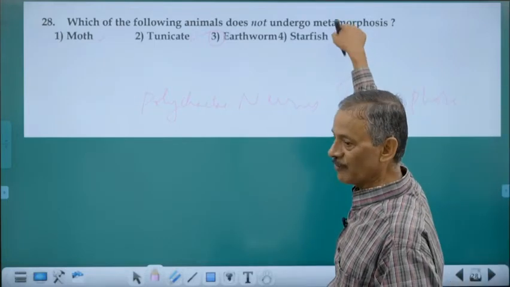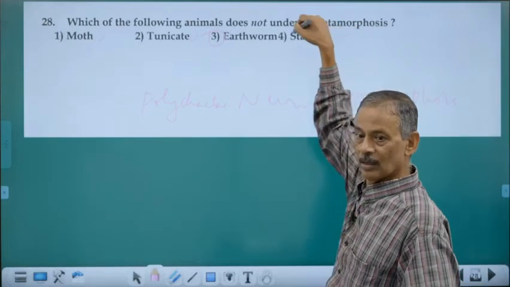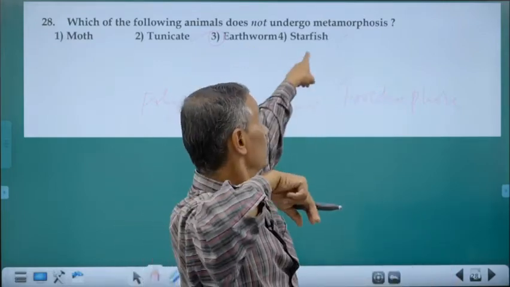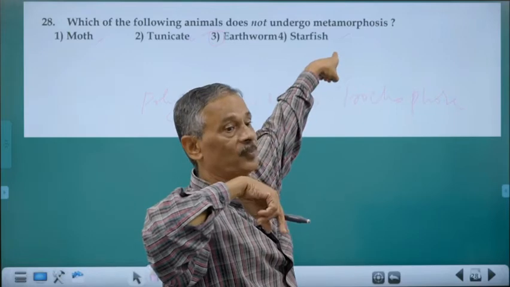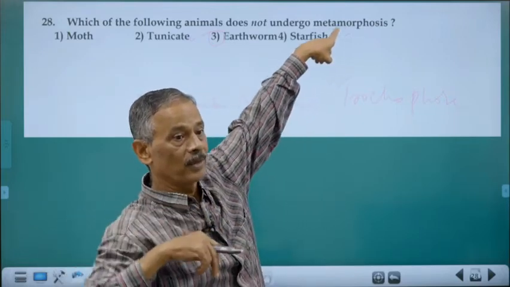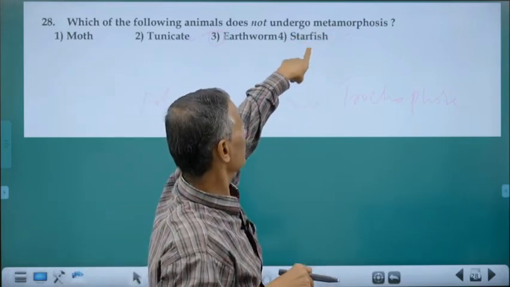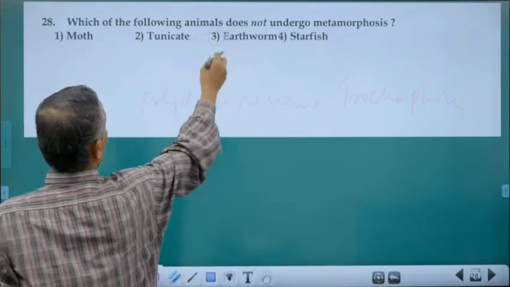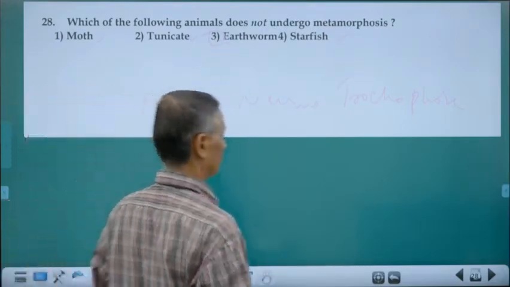Starfish, you have a larva. The larva is bilaterally symmetrical, though the adult is radially symmetrical. Bipinnaria larva is the characteristic larva of starfish. So, it is earthworm.